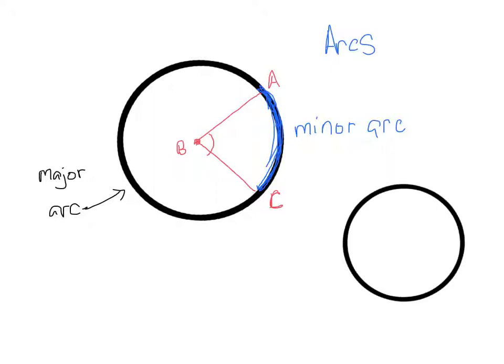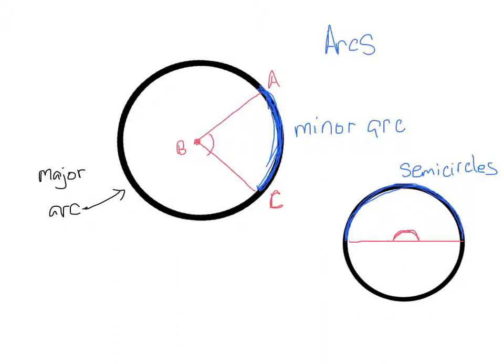Or the other option is this. Our central angle could go straight across here. Our central angle could actually be 180 degrees, in which case there's no longer a major arc because both arcs are the same size. Instead of a major arc and a minor arc, we now have two arcs that are called semicircles. So again, either a central angle creates a minor arc and a major arc, or a central angle of 180 degrees creates two semicircles.